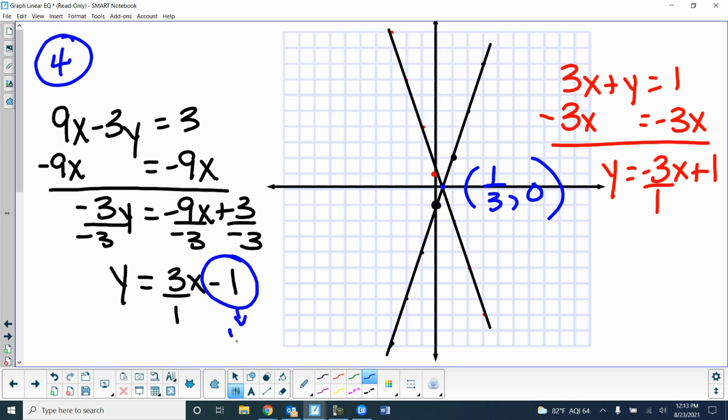Y-intercept, right? That's where our graph starts. That number is the y-intercept. So there's the -1 right there. What's this number tell us?